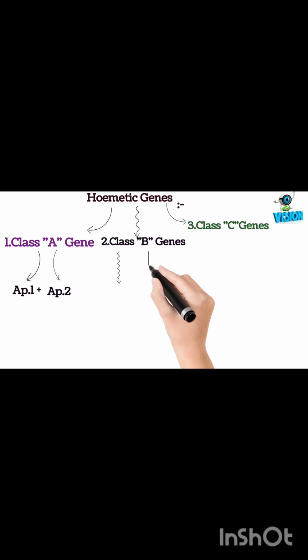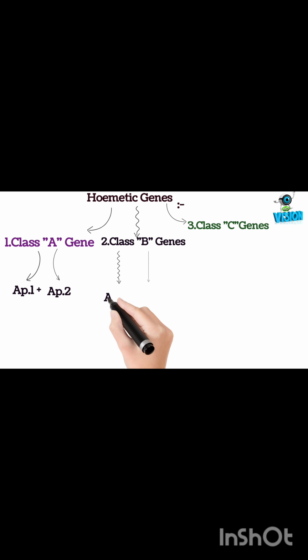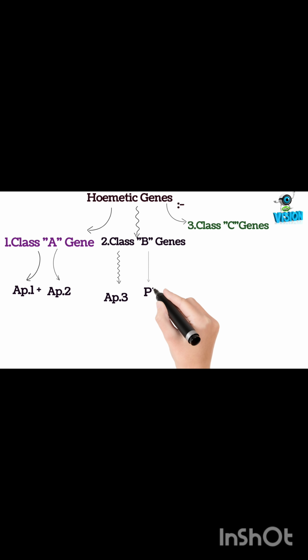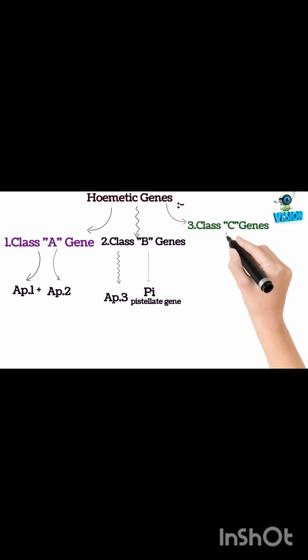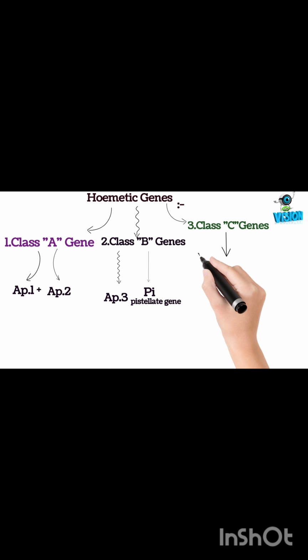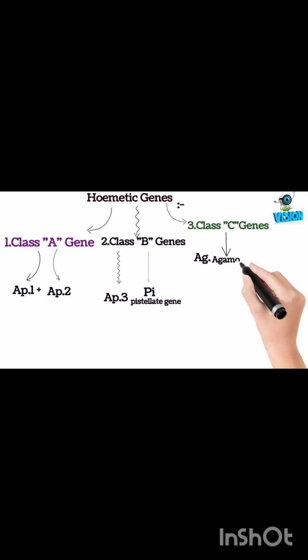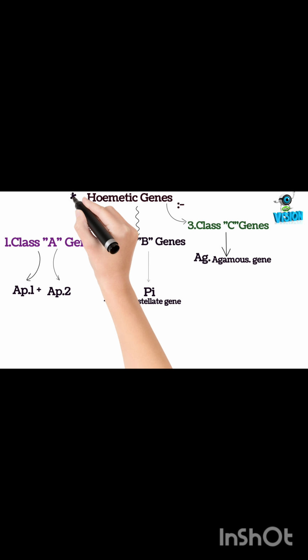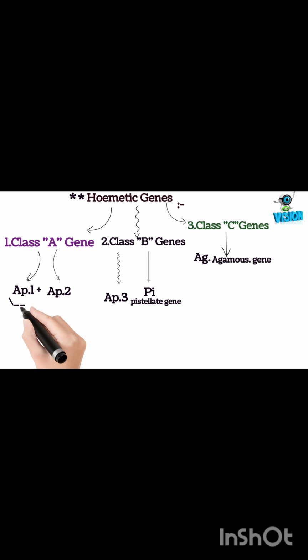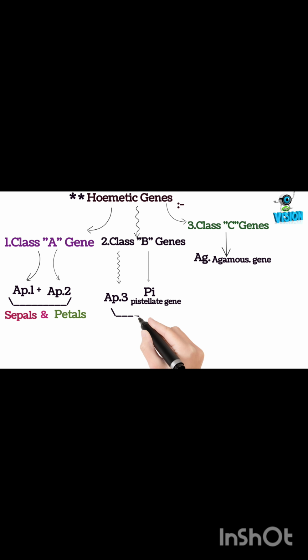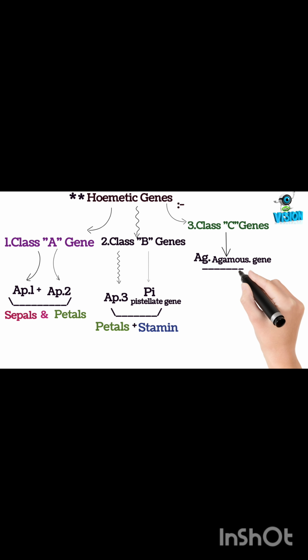Accordingly, class B genes have two subtypes. Number 1 is called AP3 gene. This is APETALA 3, and PI means PISTILLATA gene. Now here class C gene, it has only one type, AG gene, meaning AGAMOUS gene. Now these genes interact with each other and control the superficial flower whorls in a flower. For example, AP1 plus AP2, it forms sepals and petals of the flower. Accordingly, AP3 and PISTILLATA gene, it forms petal and we call it stamen of the flower. Now last one, AGAMOUS gene, it forms stamen, and the last whorl, this is called carpel.